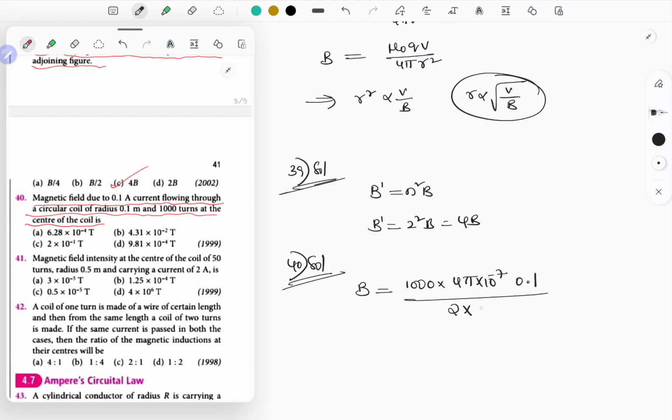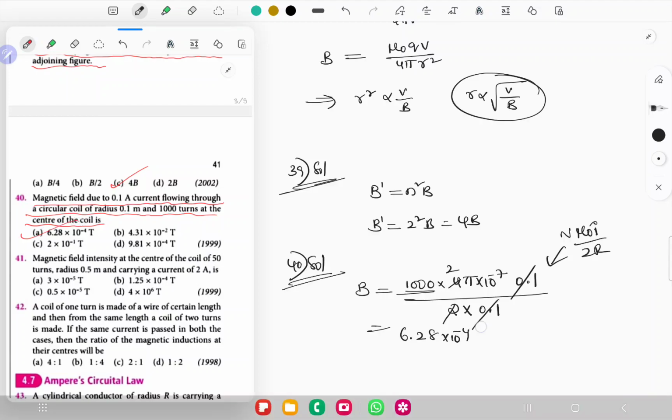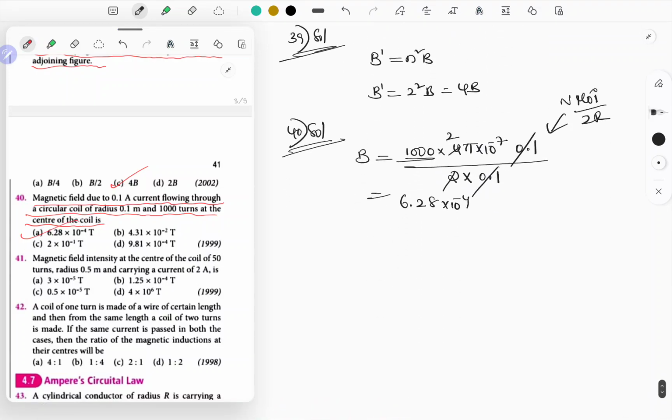R value 0.1 meter. Formula is n times of mu naught I by 2r. This is the formula. I just substituted here. 0.1 will get cancelled. So 1000 into 10 power minus 7 is 10 power minus 4. 2 will get cancelled. 2 pi is 6.28. 3.14 into 2, 6.28 into 10 power minus 4. Which option? Option A is the correct answer. Direct answer. Direct calculations. Let's solve the next question.